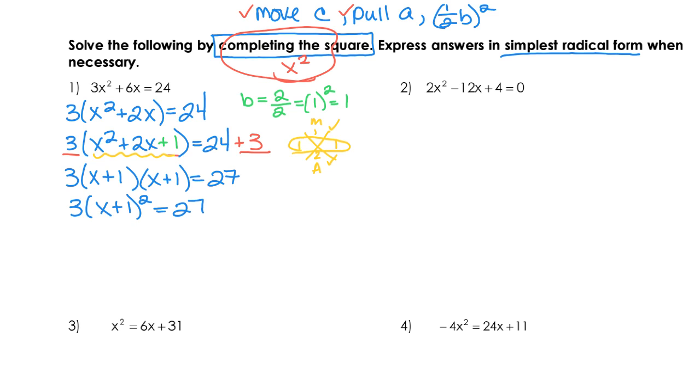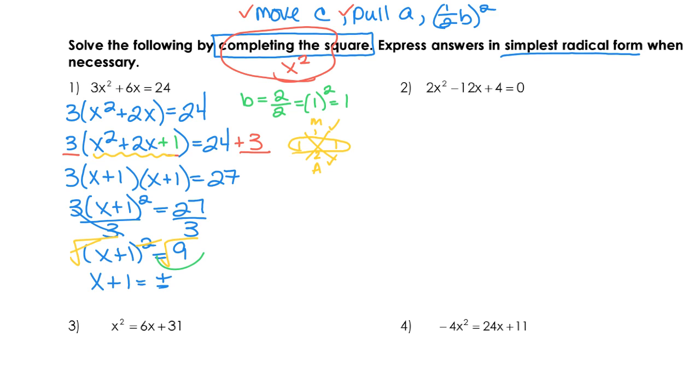And we're getting closer. Now, after we completed the square, we have that binomial squared. We are ready to go ahead and solve for x. Our first step is to divide by 3, and we end up with x plus 1 all squared equal to 9. Now we're going to take the square root. Remember that you're taking an even root of both sides, so we have to remember that plus minus sign.